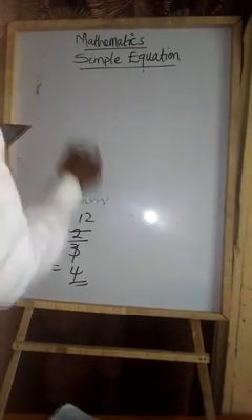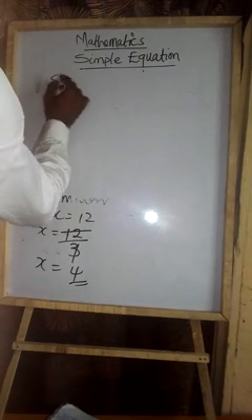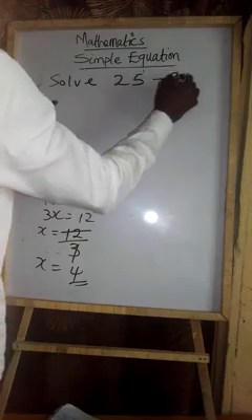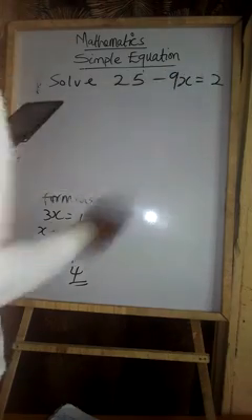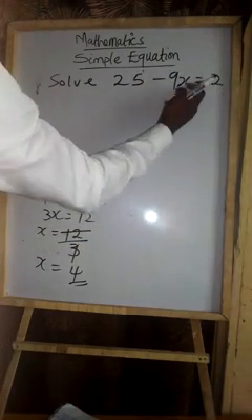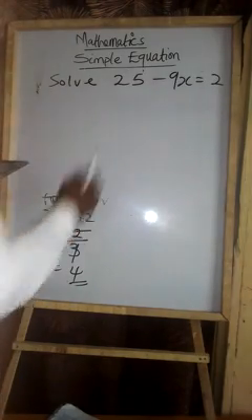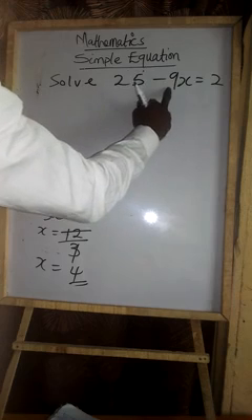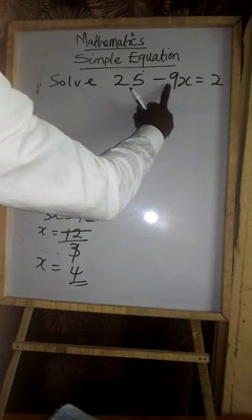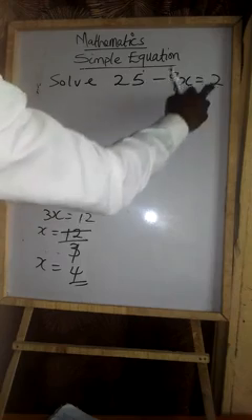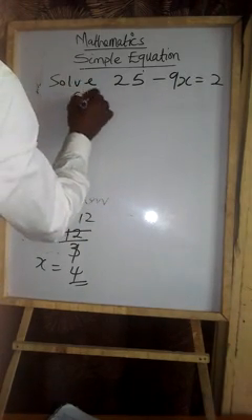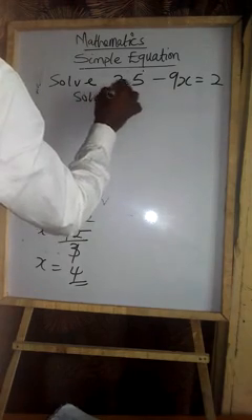What if you have something like this? Solve 25 minus 9x equal to 2. This is also an equation because it has an equality sign. You have a constant, you have a variable attached to 9, which means this 9 is a coefficient. Then you have a constant again. So what you need to do is to just collect like terms.